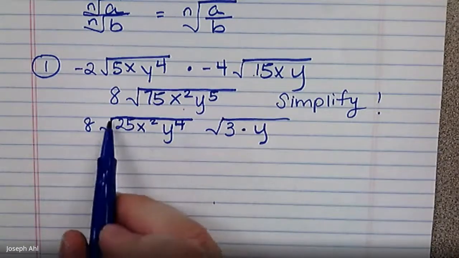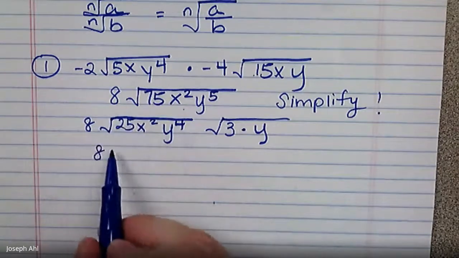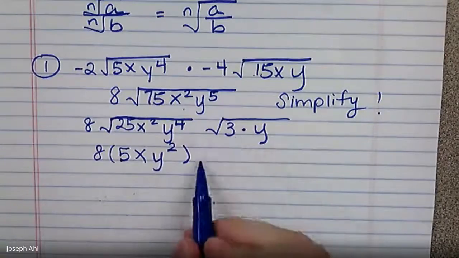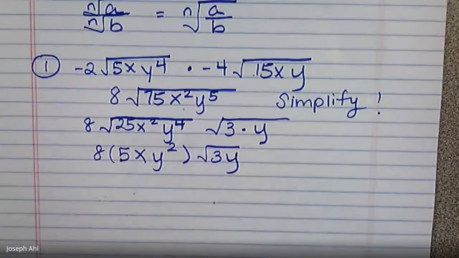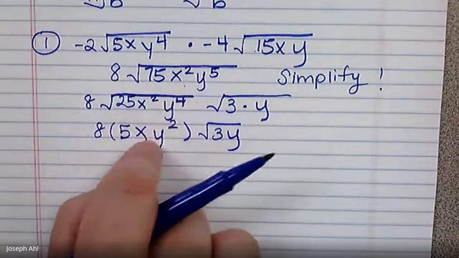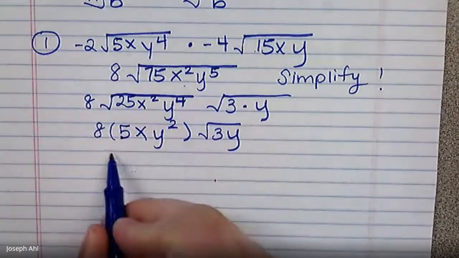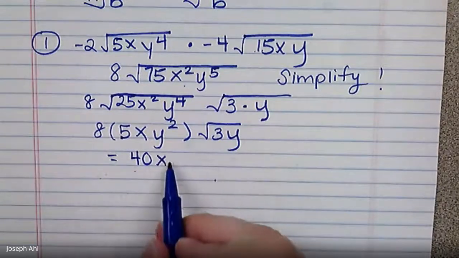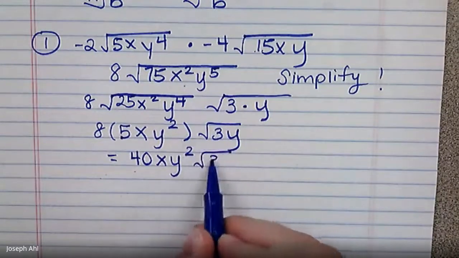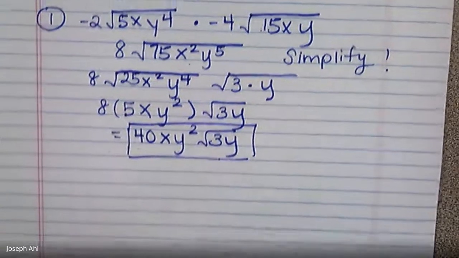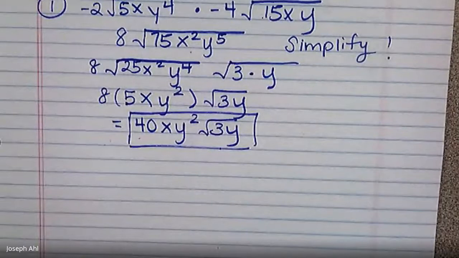So from there, take the square root of that perfect square. That would be 5xy squared times your radical 3y. Take the square root of each of these terms individually. Remember, that means take the exponents and divide them by 2. And then the final step is just multiplying the coefficients, the 8 times the 5. So it's 40xy squared times the square root of 3y. That is the final answer for number 1.